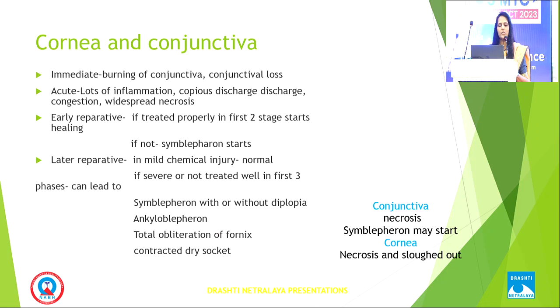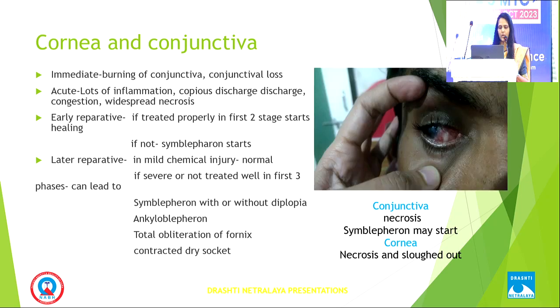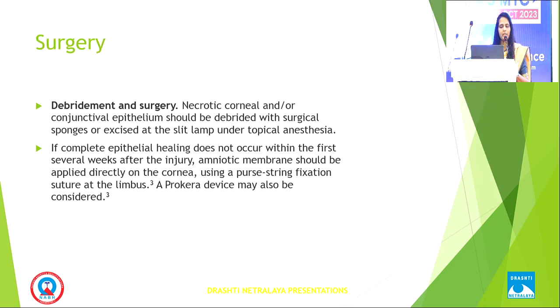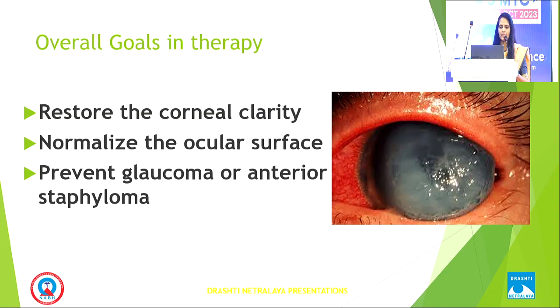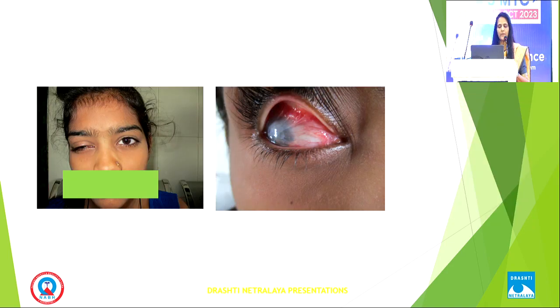Whenever there is conjunctiva and cornea involvement, there are stages: acute loss of inflammation, copious discharge, as I said, early reparative in 2 stages, and then later on it may come with symblepharon and ankyloblepharon, obliteration of fornix or contracted fornix. So you need to take care of that. Surgery is usually debridement and surgery. Overall goals in the therapy are to restore the corneal clarity, normalize the ocular surface, and prevent glaucoma and anterior staphyloma.